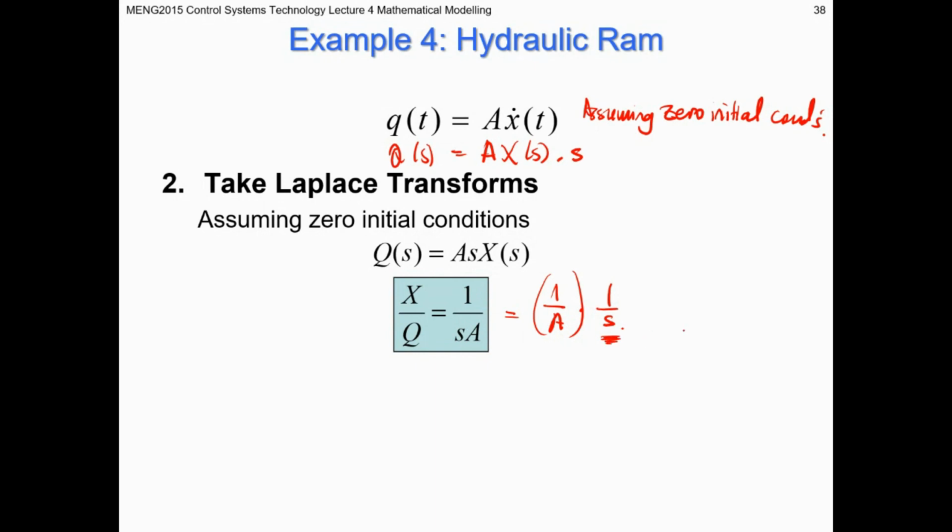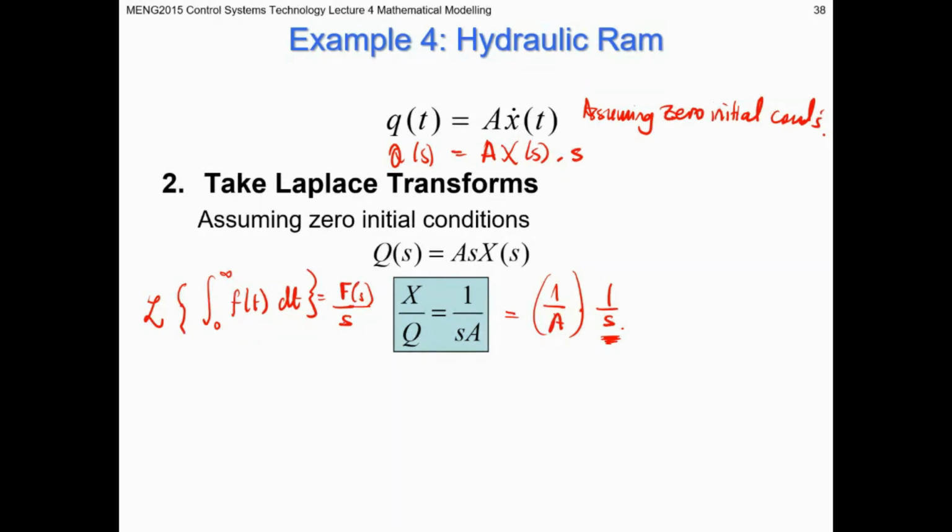Where do you get a 1 upon s from? That's something we've seen before, right? When we've been dealing with Laplace transforms and so on. If you have an integral term and you take the Laplace transform of an integral term, so that would be the Laplace transform of the integral of some function f of t dt, that gives us F upon s. Where you have a function f integrated and you're taking the Laplace transform of an integral expression, that's where you get the 1 upon s.